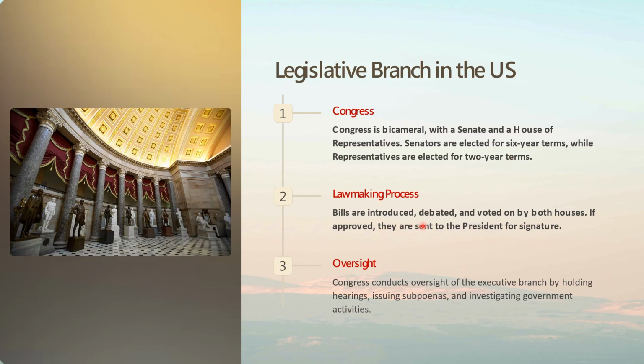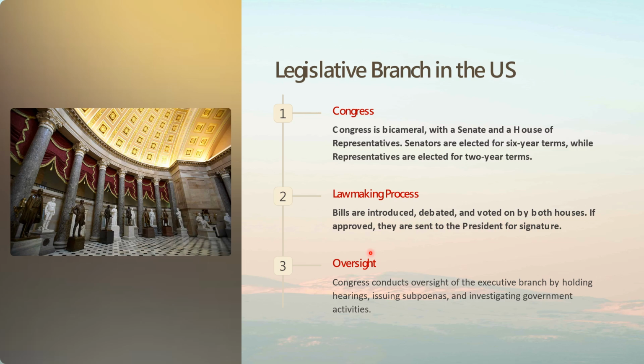The bills are introduced, debated and voted on by both houses. If approved, they are sent to the president for signature. But the president's term is 4 years. The Senate members, elected by the people, serve 6-year terms, provide advice and consent on presidential appointments, and try impeachments. The bills are introduced in either chamber.